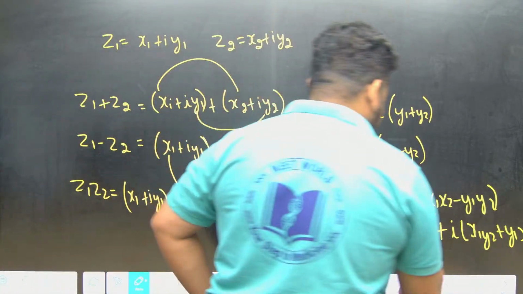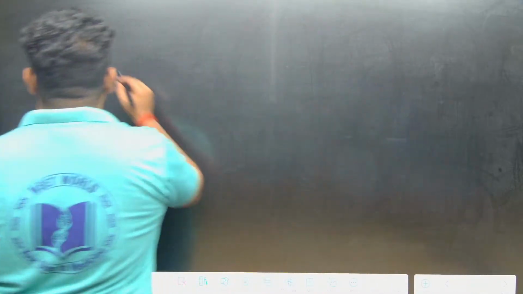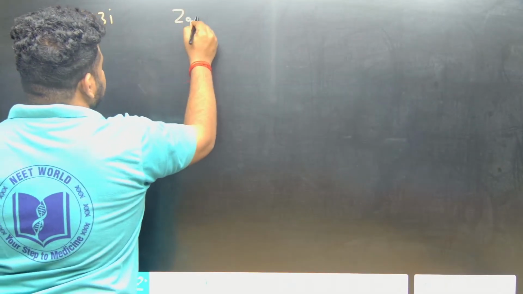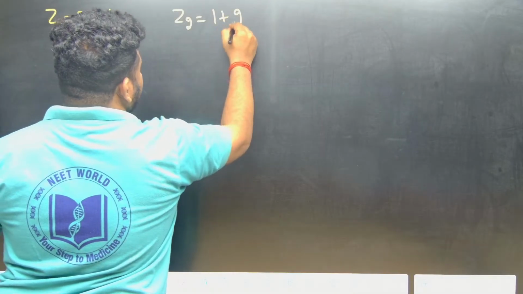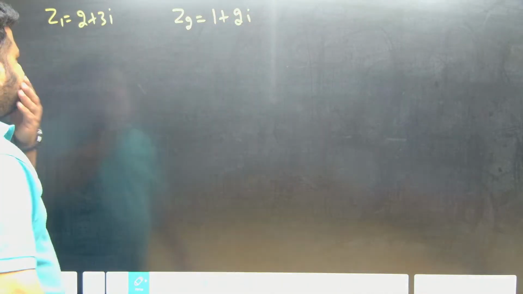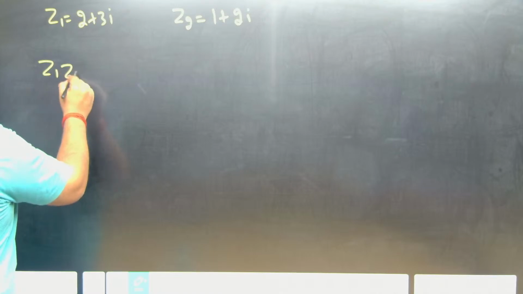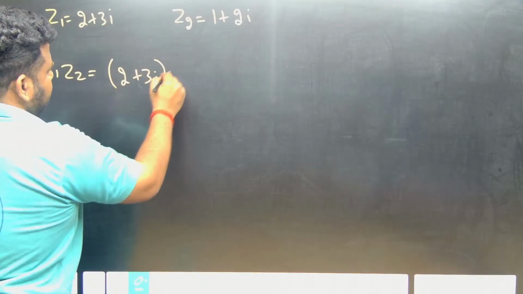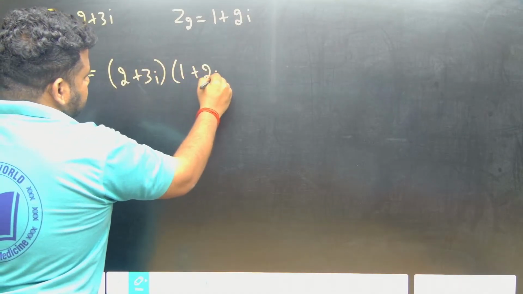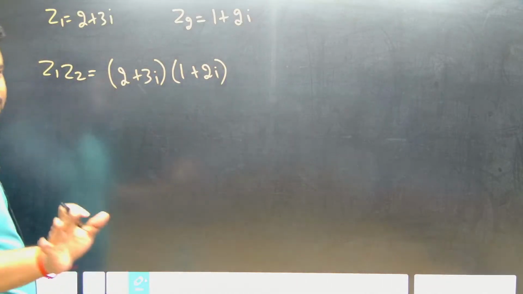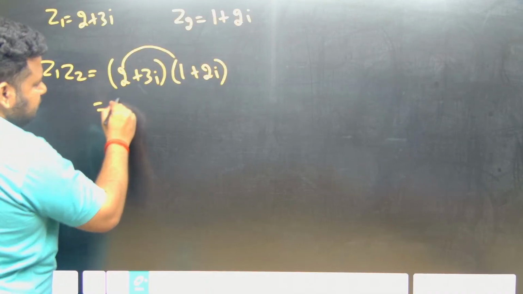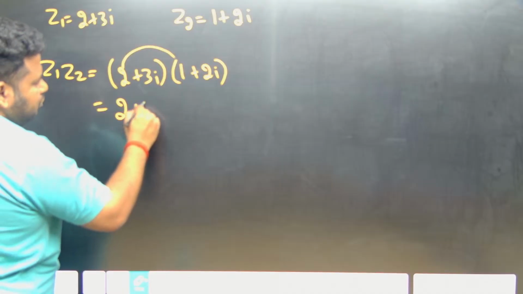So let us take an example for multiplication. Suppose we are given z1 is equal to 2 plus 3i, one complex number. Another complex number z2 is given as 1 plus 2i. So we want z1 z2. How do you do the multiplication? Just write down 2 plus 3i into 1 plus 2i. You don't have to remember that formula, just do direct multiplication: 2 into 1 and 2 into 2i. So 2 into 1 is 2. 2 into 2i is 4i.